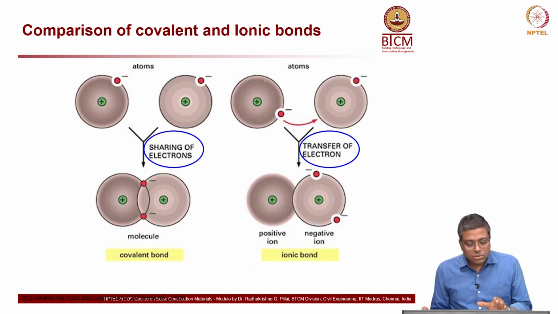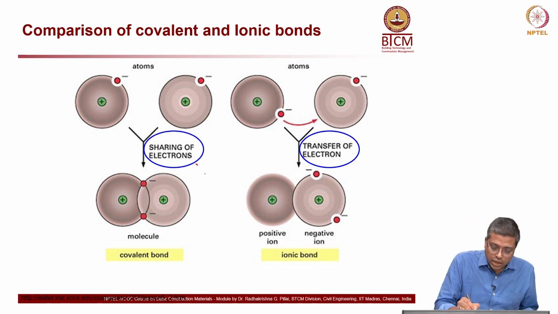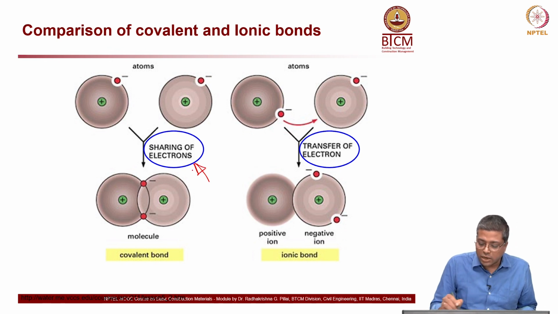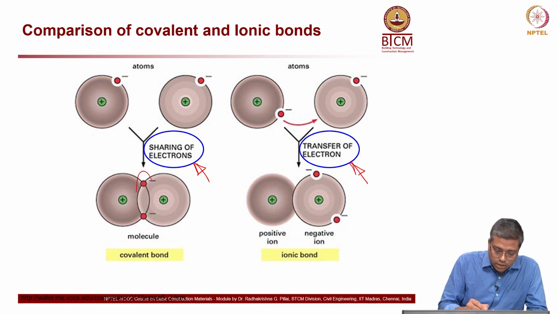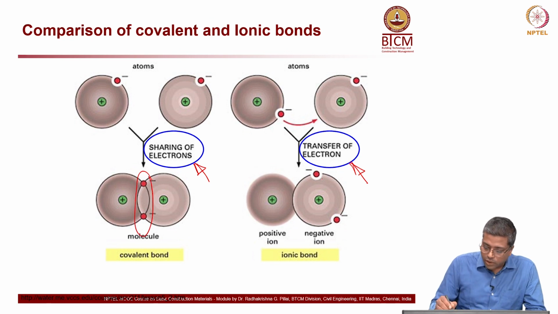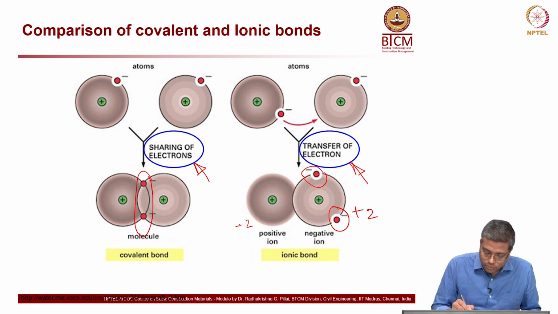Now, just again comparing, we already looked at ionic and covalent bonds. Just to emphasize the difference, in the case of covalent bond, you are sharing the electrons. In the case of ionic bond, you are transferring the electron from one atom to the other. So, you can see here in this case, this is being shared, whereas on the right side, both these are taken by the negative ion, leaving a +2 charge for the positive ion and a -2 charge for the negative ion. I mean, sorry, the other way.